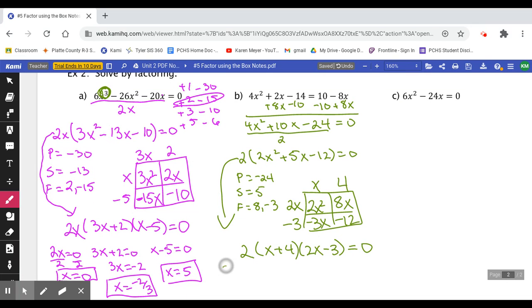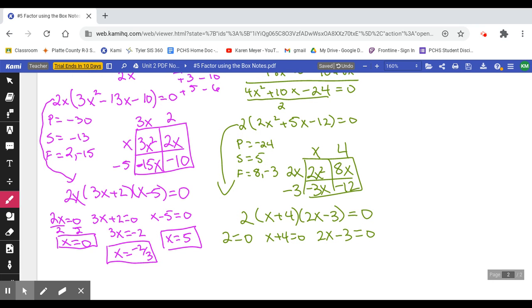Set each part equal to 0. 2 equals 0. x plus 4 equals 0. 2x minus 3 equals 0. 2 equals 0, there is no variable to solve for. So if there's no variable to solve for, that doesn't count. x plus 4, subtract the 4 over and it becomes a negative. 2x minus 3, add the 3 over, divide by 2. And remember, the highest exponent in the problem was 2, so you should have 2 answers, and they are negative 4 and positive 3 over 2.